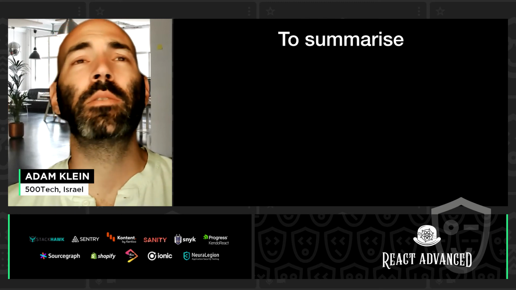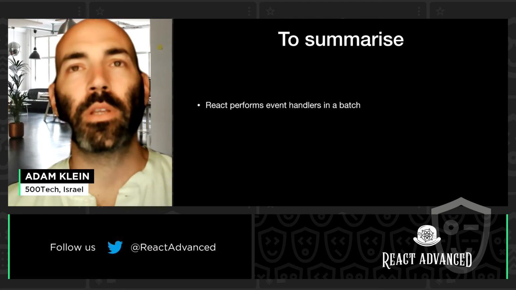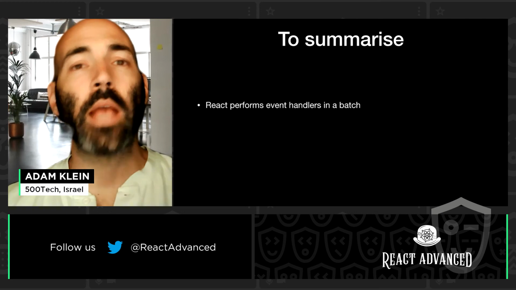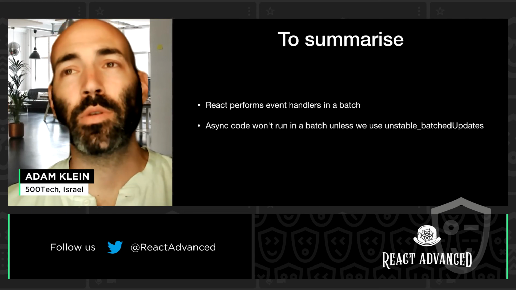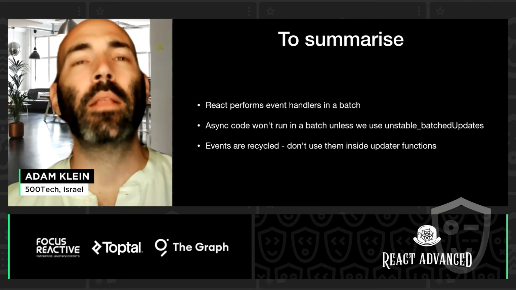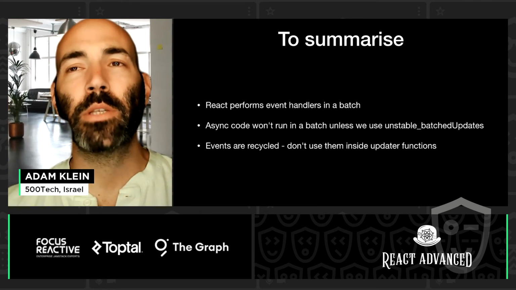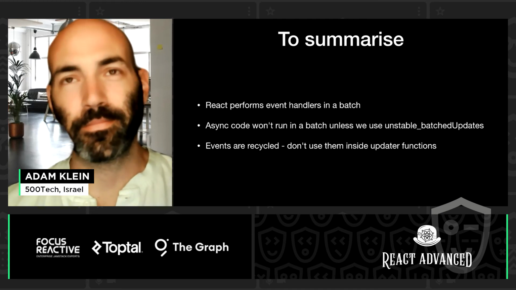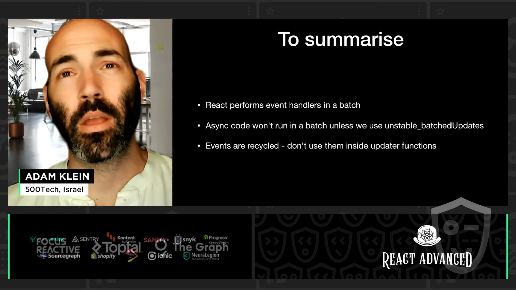So to summarize this part, React performs event handlers in a batch. Async code won't run in a batch unless we use unstable batched updates or the new APIs from React. And events are recycled. Don't use them inside updater functions in older versions of React.